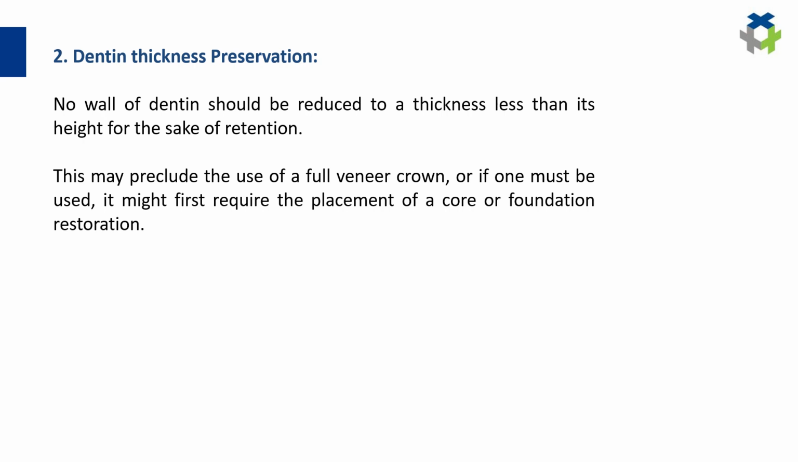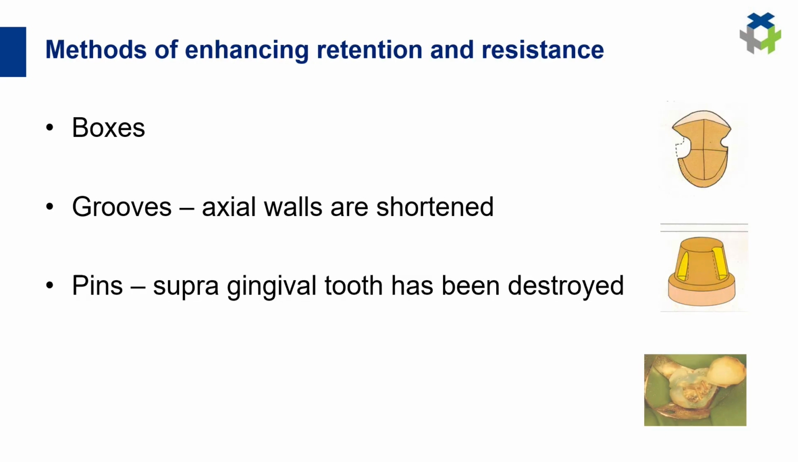The next thing is the remaining dentin. No wall of dentin should be reduced to a thickness less than its height for the sake of retention. For example, if we have a dentin wall which is 2 mm in height, the height and the thickness of the dentin have to be at least the same. So you should not reduce the height for the sake of retention, or the thickness for the sake of retention, and vice versa. This is very important in case we are going for a full crown. So one must be very careful during the crown preparation.